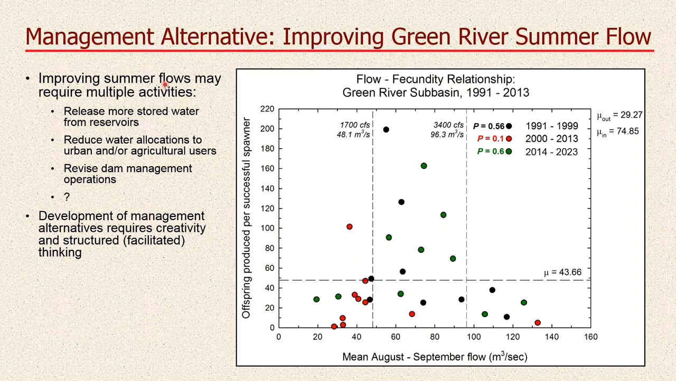Remember that improving summer flow may itself require multiple types of activities. So this is a particular management strategy that itself may require or could be implemented through different means. We could release a larger volume of water from stored facilities, reservoirs. We could change the way water is allocated from agricultural systems to retain it in the natural biological system. We could revise dam operations. We could actually implement this particular management strategy in multiple ways, in concert with other management strategies to develop a particular management alternative.